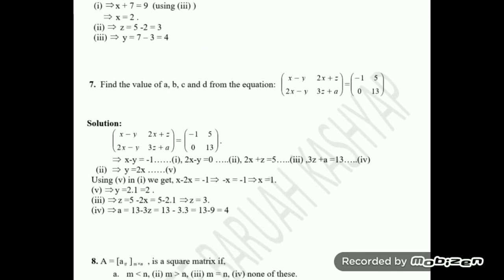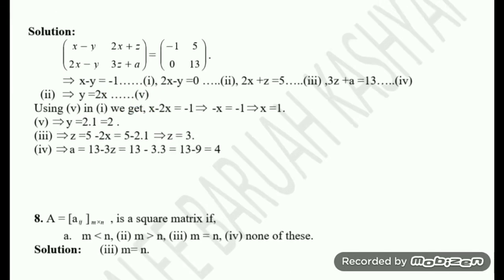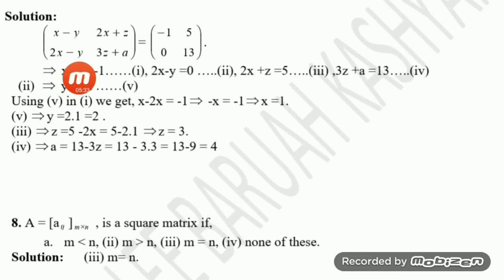Okay? So in a similar way, this is question number 7. You have to find out a, b, c, d from these two matrices. They are comparable, so compare them. Comparing, we'll have 4 equations. x minus y equal to minus 1. 2x plus z equal to 5. Similarly, twice x minus y equal to 0. Thrice z plus a equal to 13. These 4 equations we have got by comparing. After this, you can use your own method for solving.